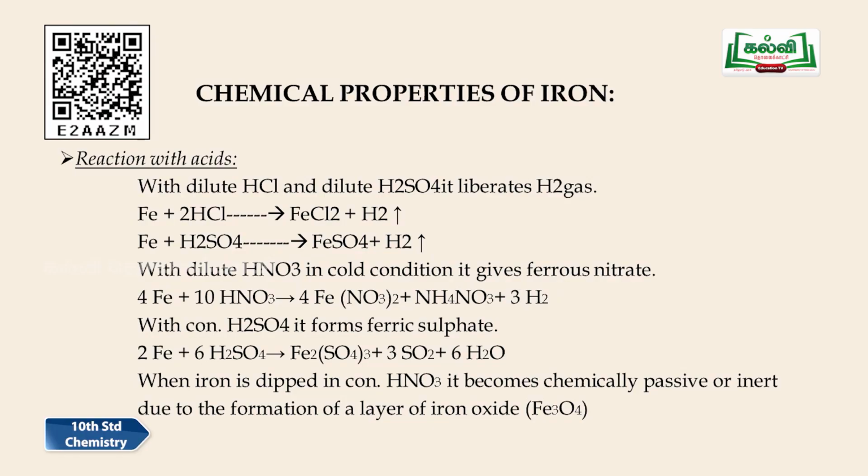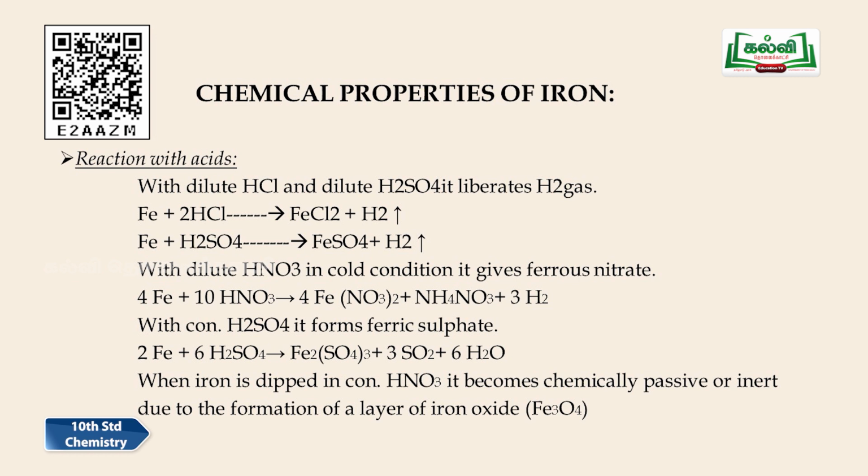With dilute HCl and dilute H2SO4, it liberates hydrogen gas. Fe plus 2HCl gives FeCl2 plus hydrogen, that means hydrogen is liberated. Same way, iron combines with sulfuric acid: Fe plus H2SO4 gives FeSO4 and hydrogen gas is liberated. With dilute HNO3 in cold condition, it gives ferrous nitrate. 4Fe plus 10HNO3 gives 4Fe(NO3)2 plus NH4NO3 plus 3H2O. Ferrous nitrate, Fe(NO3)2, is the product formed here.